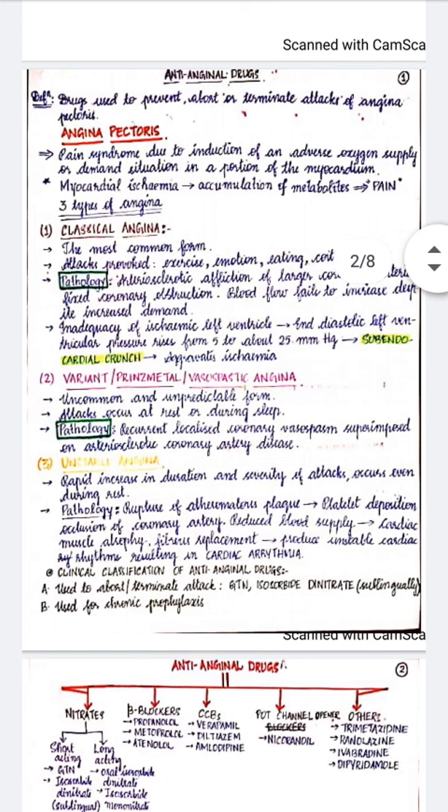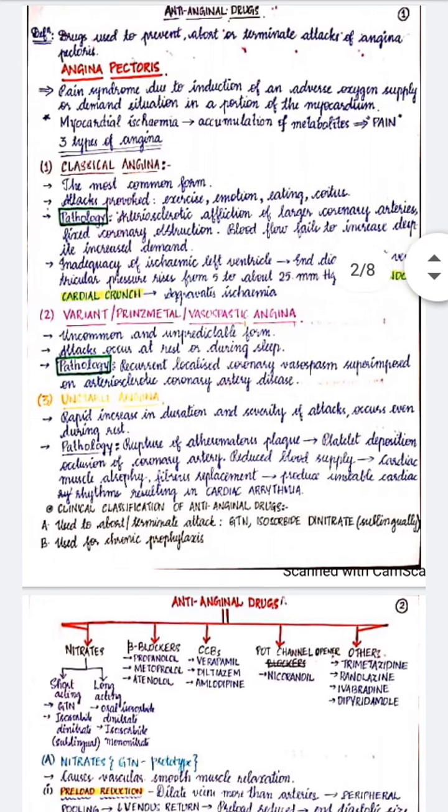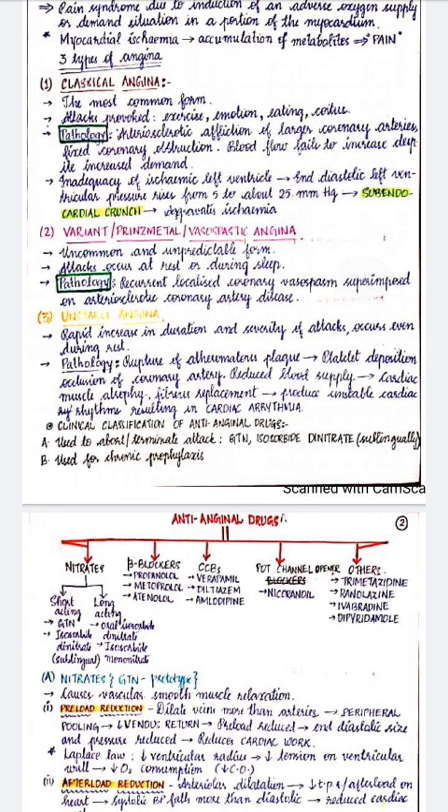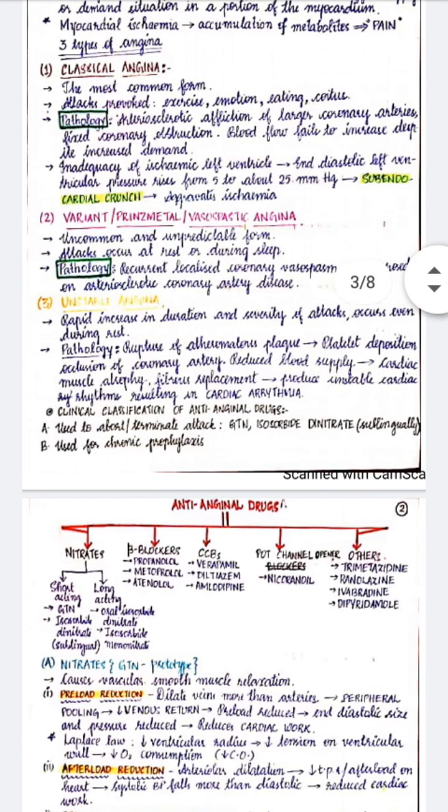Coming to the clinical classification of anti-anginal drugs, it can be divided into two groups. First is the drugs used to abort or terminate the attack, that is sublingual preparation of glyceryl trinitrate and isosorbide dinitrate. The other group is used for chronic prophylaxis.